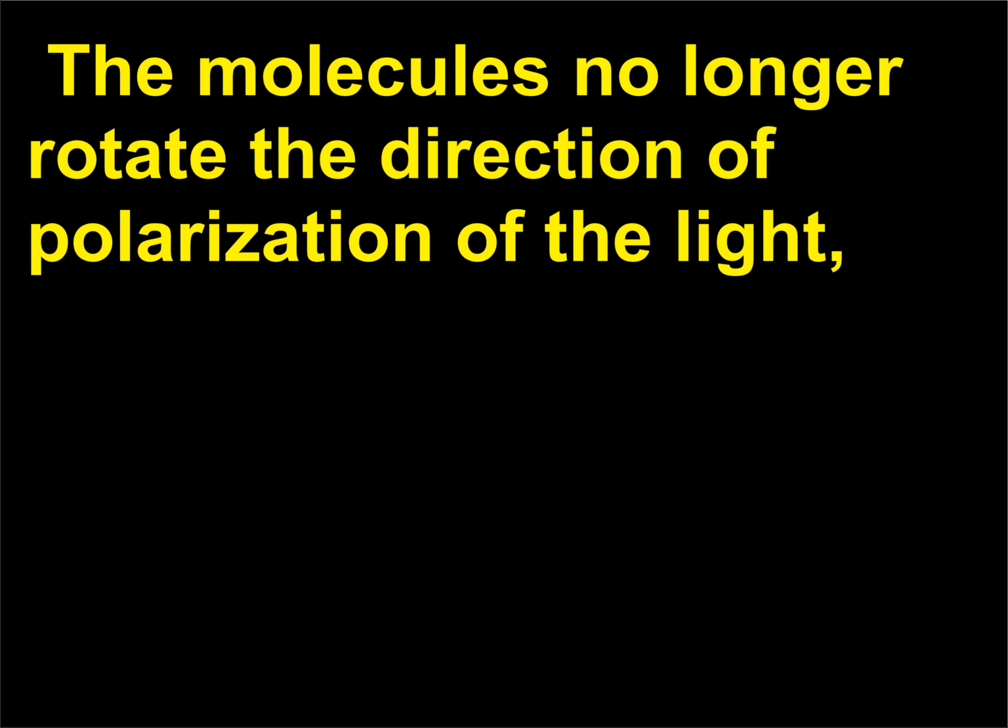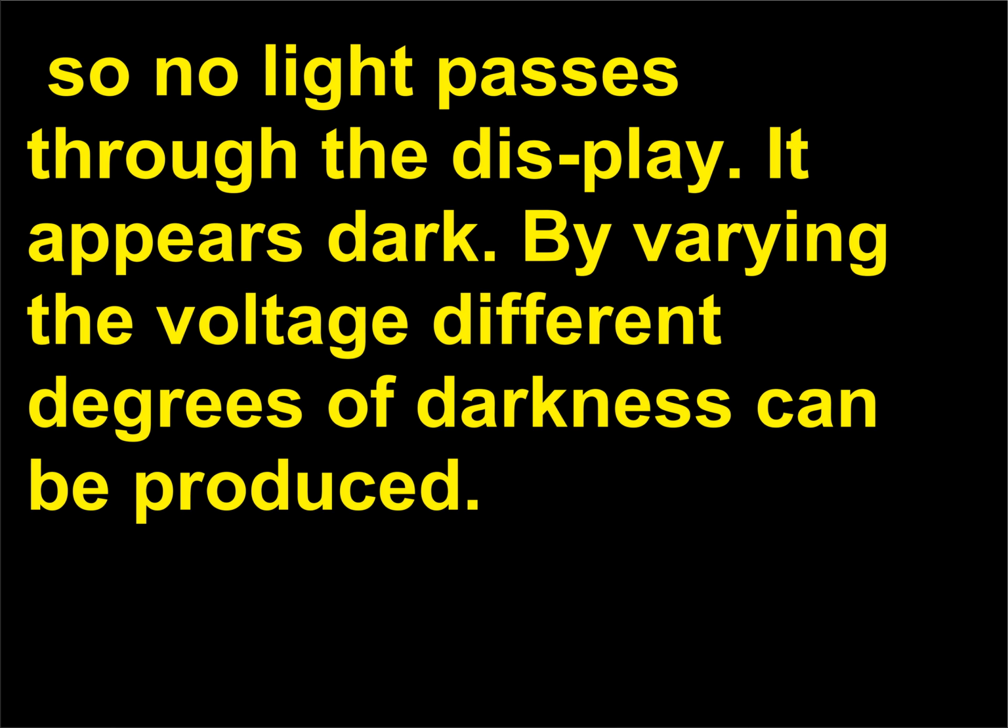The molecules no longer rotate the direction of polarization of the light. So no light passes through the display. It appears dark. By varying the voltage, different degrees of darkness can be produced.